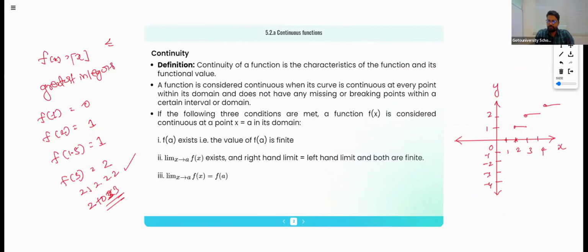So can you draw this? Imagine this graph. Can you draw this kind of graph without actually lifting your pen? Not possible at all, right? That's why it's a discontinuous curve. Okay. So let us understand the definition of this quickly now.